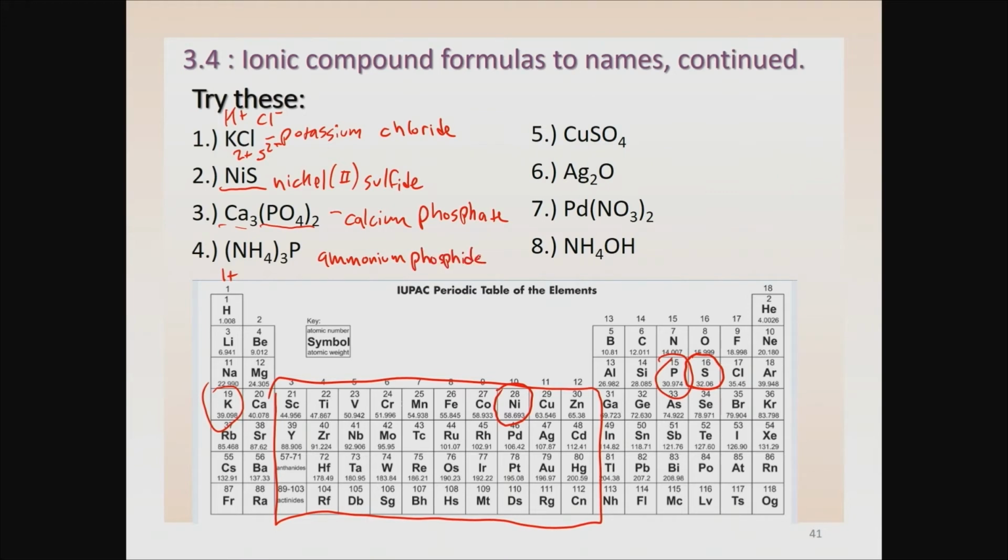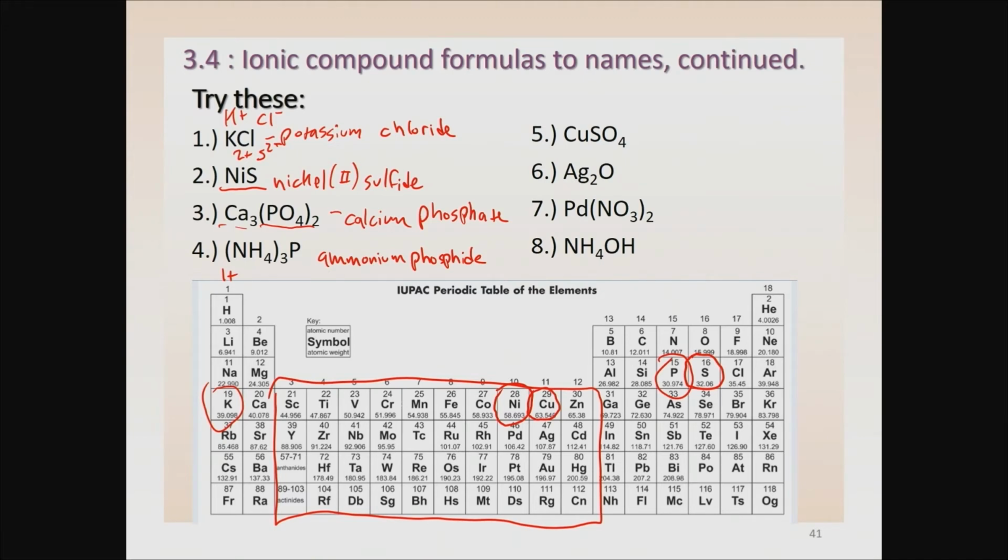Okay, so for the next one, number 5, we have copper sulfate. Here we have a monatomic cation with a polyatomic anion. Now we have to be careful about this. Copper, you might remind yourself, is a transition metal. It is here, and it is not one of those 4 exceptions. If so, then it's going to be a polyvalent cation. What I recall is copper can be of either one of 2 charge states. It can either be a +1 state or a +2 state.